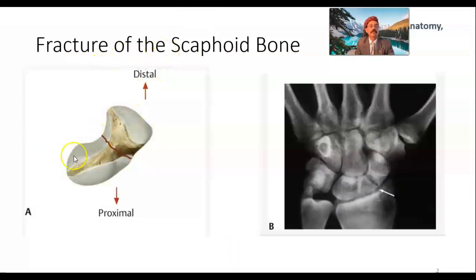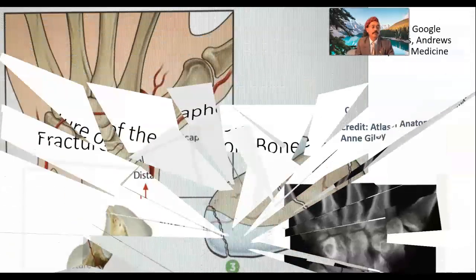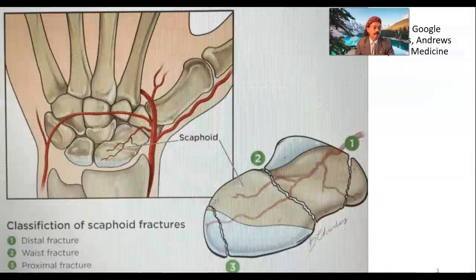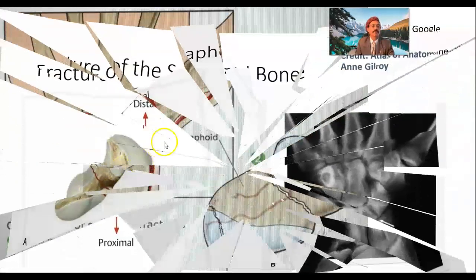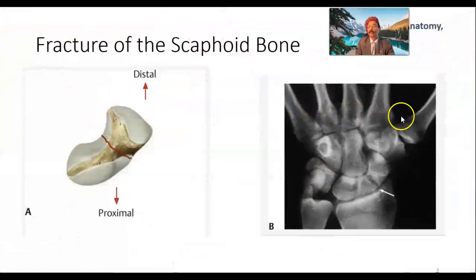So this is the scaphoid bone. This is the proximal part here. This part is proximal, this is the distal part, and this is the common site of fracture. It may fracture here, it may fracture here, but that is the common site of fracture. Okay, and we are looking at the plain X-ray here.